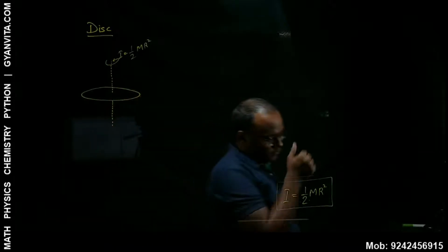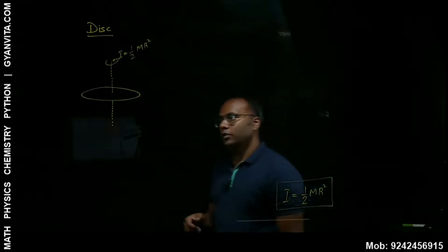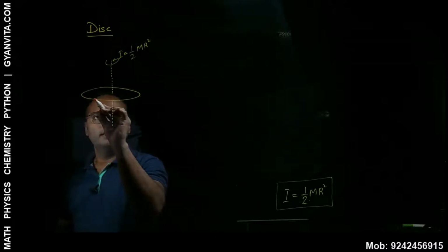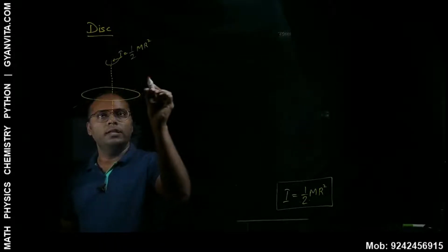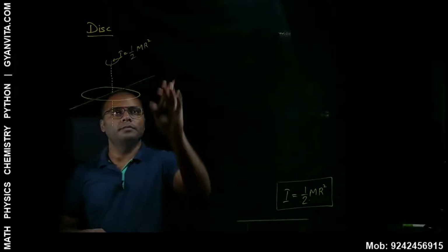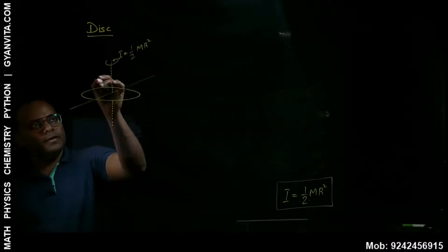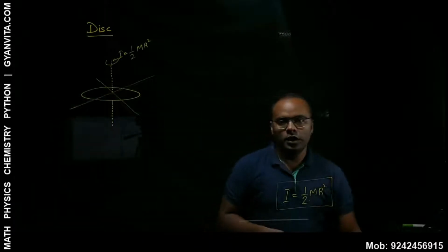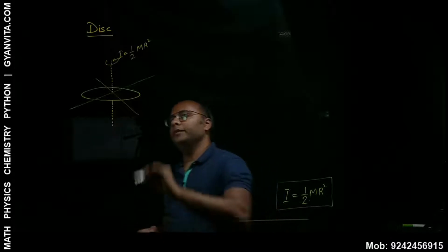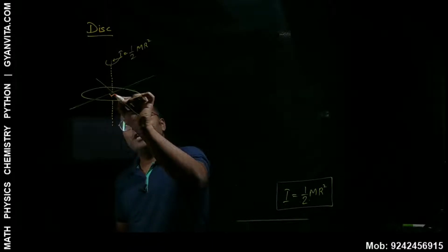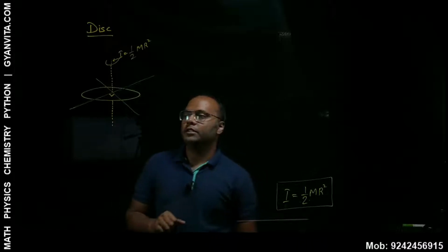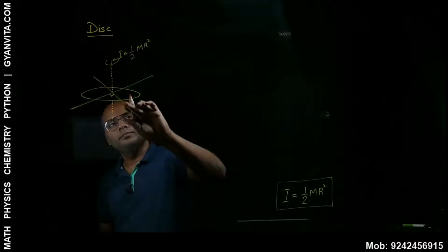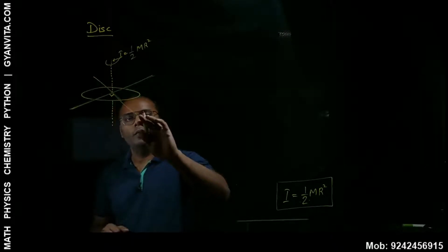Now you have to find the moment of inertia along the diameters. A diameter will be in the plane of the disk. So this is a diameter, and in the same way, this is a diameter. There are many diameters which you can draw, but we have drawn two diameters in the plane of the disk which are perpendicular to each other. Why perpendicular to each other?